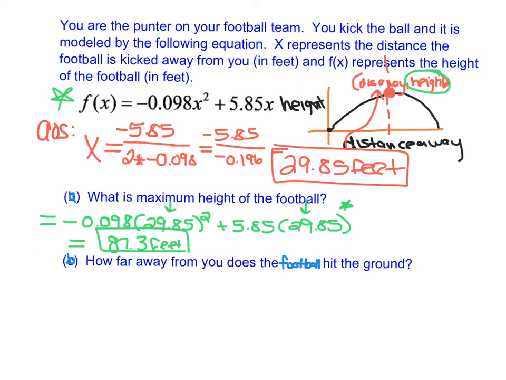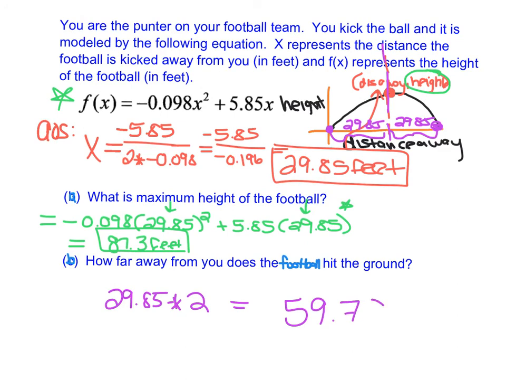Then part B down here says, how far away from you does the football hit the ground? Remember that our parabolas are symmetric, so what we can do is take this distance right here, 29.85, and we know that it's the same distance over here, 29.85. So if we take 29.85 plus itself, or just multiply it by 2, we find that the distance away from us that this football lands is about 59.7 feet away.